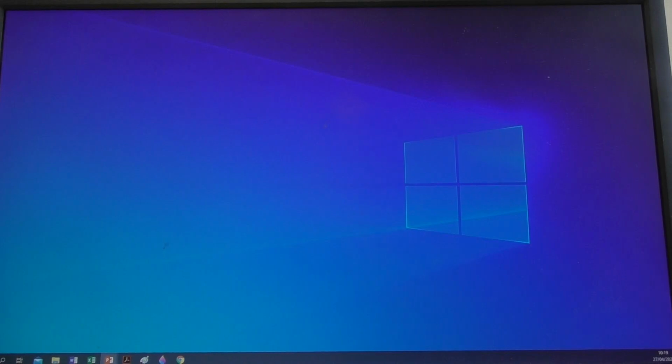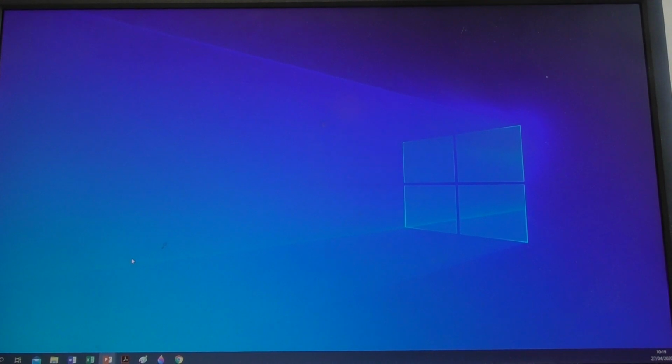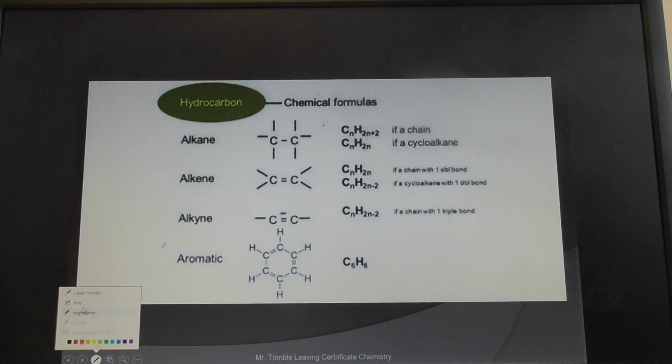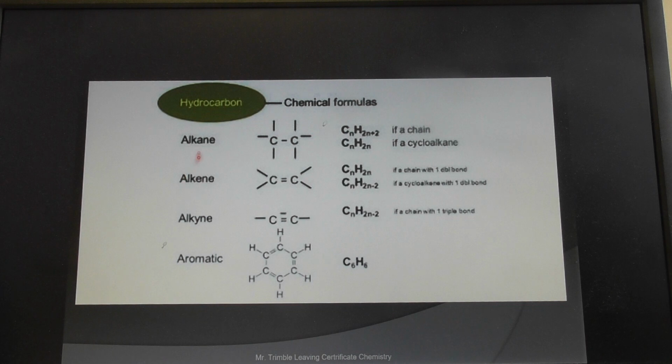So guys, picking up from the last video, where we ended up looking at the end of the aliphatic hydrocarbons. Essentially, they're hydrocarbons that are not aromatic. I'll show you what is meant by that today. We looked at alkanes, alkenes and alkynes, and now we're going to look at aromatic hydrocarbons.